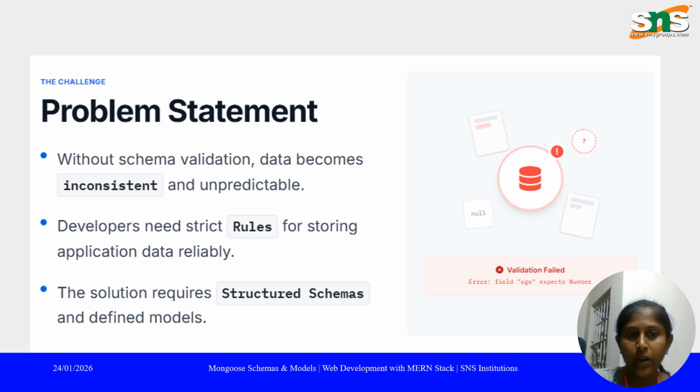So what's the fix? Structured schemas and clearly defined models. These are the solution for this. Instead of trusting every input, we enforce rules at the database level. That way, bad data never gets stored.